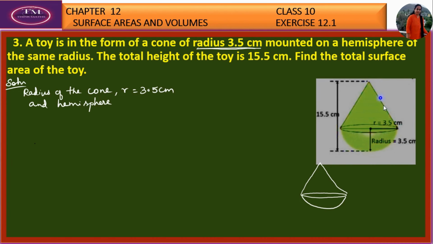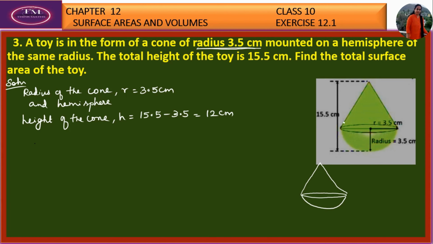To get the height of the cone from the total height, we have to take out the height of the hemisphere. So let me write. Height of the cone h is equal to, from the total height 15.5, we have to take out the height of the hemisphere. The hemisphere height is nothing but the radius, 3.5. So 15.5 minus 3.5 is 12. So its value is 12 centimeter.